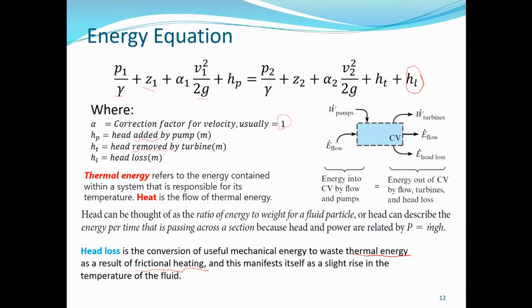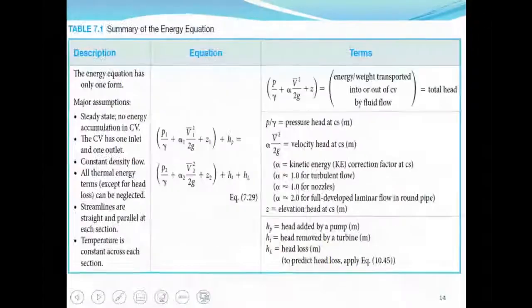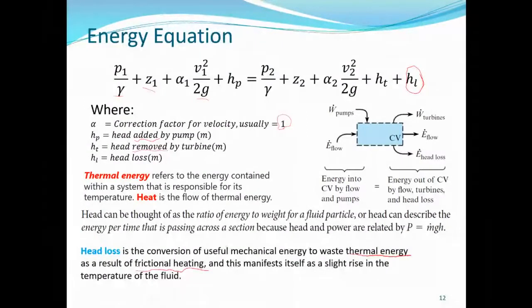Okay, so if the temperature of the fluid at this point is measured, and then 2 kilometers down you measure the temperature, you realize the temperatures are different, because as the fluid is moving, it is experiencing frictional heating, as a result of the conversion of the useful mechanical energy to thermal energy. And thermal energy is what is responsible for the temperature of the fluid.